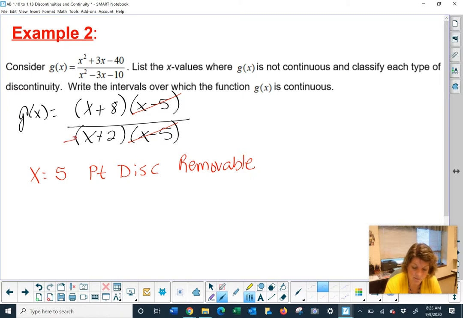I also have a discontinuity at x equals -2. It does not cancel with anything on top. This is going to be a vertical asymptote. So we have a vertical asymptote at x equals -2, and that is non-removable.